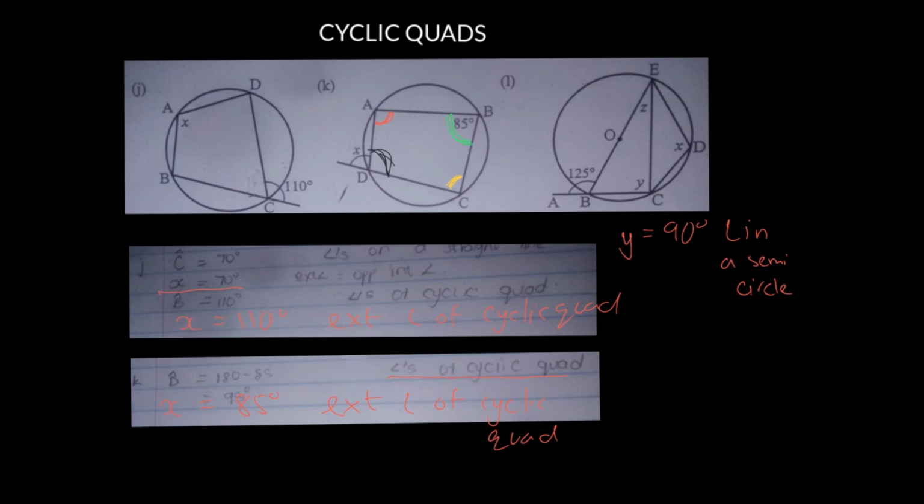Also, we can see that we have a cyclic quad here. Our cyclic quad is called EBCD. Do you see that? EBCD is the cyclic quad. And we can see that the exterior angle of the cyclic quad is 125 degrees. So just like with J and K, what we're supposed to do is we are supposed to say x equals 125 degrees, and our reason, exterior angle of cyclic quad, like so. All right, and then the last thing that you would need to do is you would need to work out the value of Z.